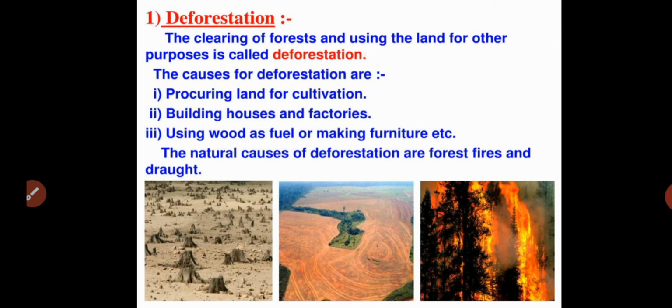What is deforestation? It is the process of clearing forest and using the land for other purposes. That is what we call deforestation. What are the main causes of deforestation? Procuring land for cultivation, building houses and factories, using wood as fuel or making furniture, etc. The natural causes of deforestation are forest fire and also drought.